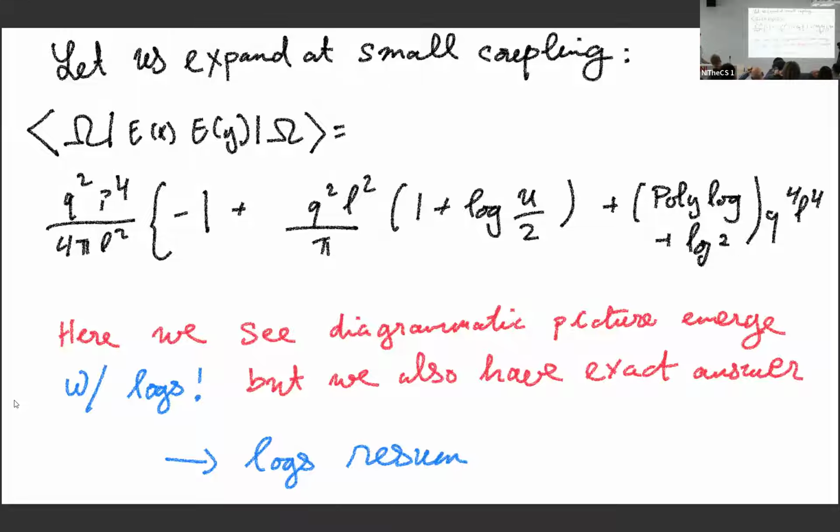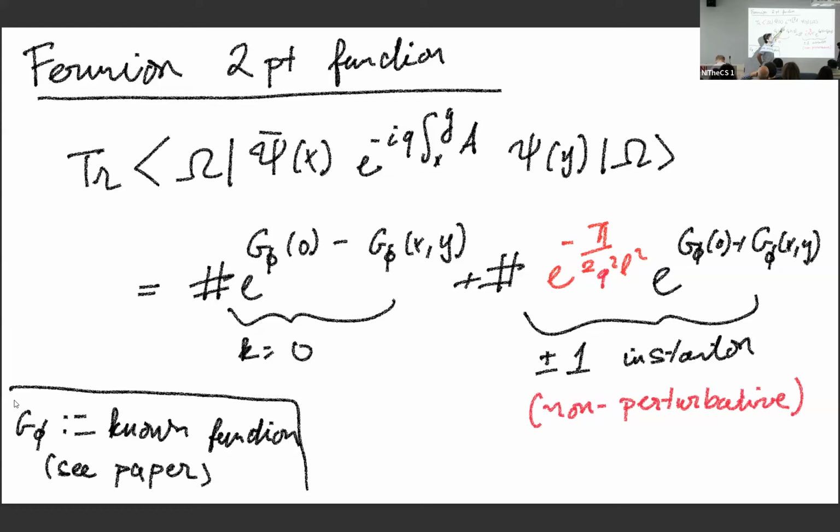So here's a fermion two-point function. And of course, the fermion is not gauge invariant. So we need to dress this with a Wilson line. And the Wilson line that we use to dress it is one that follows a great circle on the sphere. So it follows a geodesic on the sphere. And we can write down an answer.